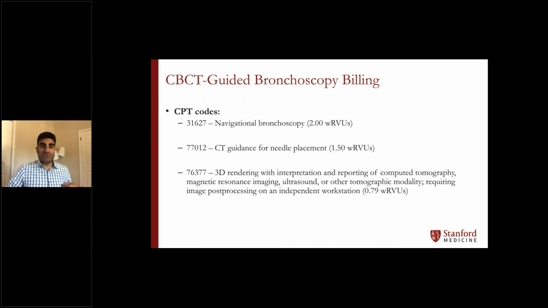I get this question a lot, so I just wanted to insert a slide here about billing. The codes that we use for billing are 31627, which is navigational bronchoscopy, and we can bill for that because we're actually using a CT scan to segment out the nodule, similar to what we do with all other navigation platforms. 77012 is CT guidance for needle placement. And then 76377 is 3D rendering from an independent workstation, and we're using tomographic images. So these three codes can all be billed for doing a single cone beam CT case, in addition to all the instruments and other biopsies that you do.